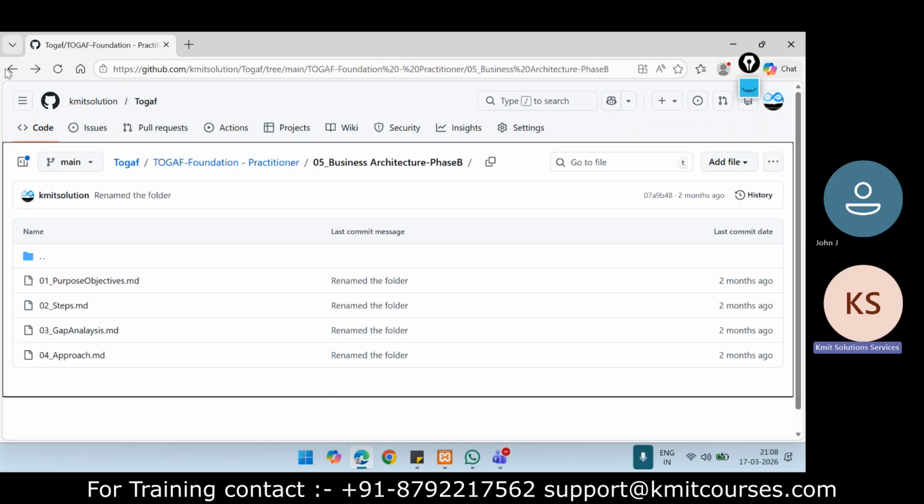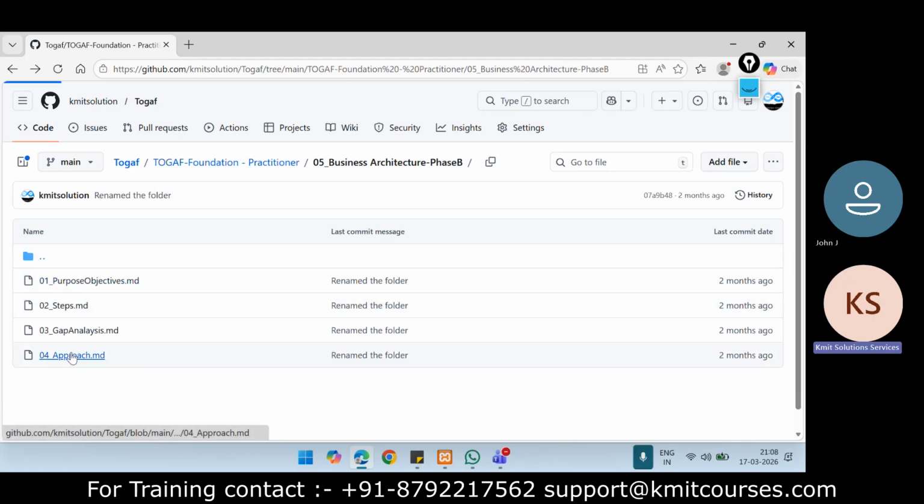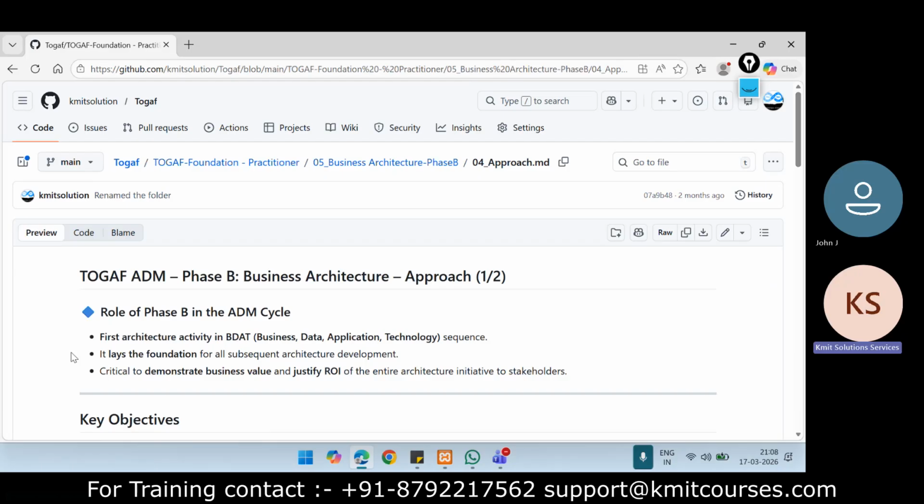Now we will also see what the approach will be, right? Approach means what is the role of phase B in the entire ADM. Okay, so let us try to understand that one.